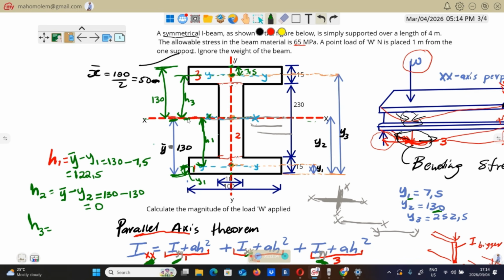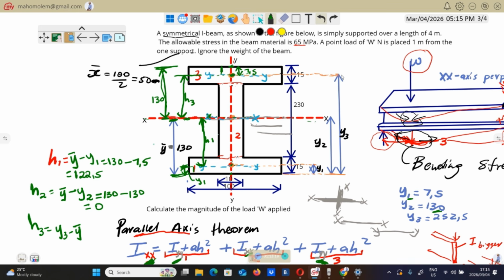So now the distance from here to there will be 130, which is this one, minus this distance here, which is 7.5. So that is an option. That is another way of finding that h3. But normally we use this way. You will say y3 minus y bar. Don't get confused here. Here I've started with y bar. Here I'm starting with y3 minus y bar.